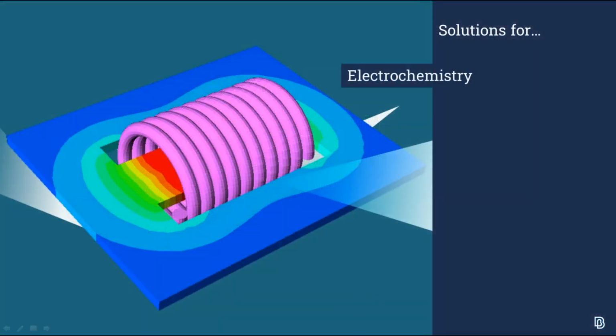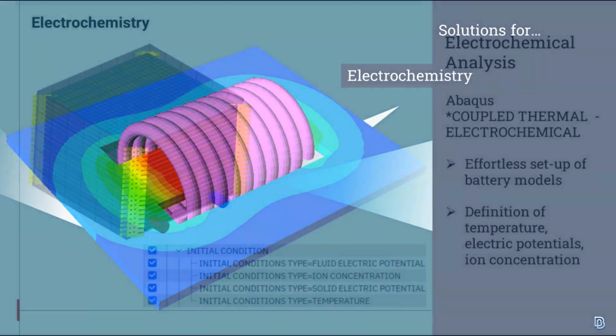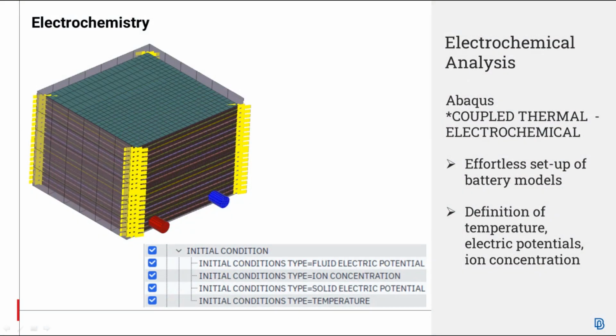In the field of electrochemistry, the coupled thermal electrochemical analysis type is now supported along with all the necessary keywords to specify the initial conditions and parameters of a battery model in order to simulate its electrochemical behavior. Particularly, this option can be used to analyze problems where temperature, electric potentials of fluid and solid, as well as ion concentration fields need to be solved simultaneously.